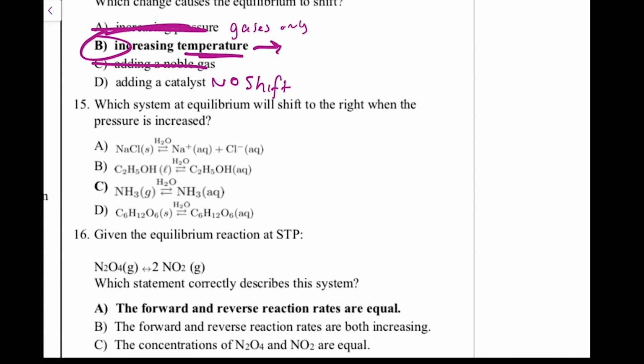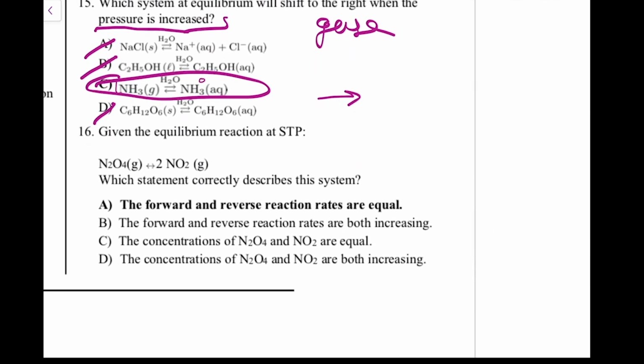Okay. 15 will shift towards your right when pressure is increased. Again, you need gases. And if you want to shift towards the right, that's that way. So A has no gases whatsoever, can't be that. B has no gases whatsoever. D has no gases whatsoever. And so C, you have 1 mole of gas on the left and 0 moles of gas on the right. So when pressure is increased, it goes to the side with the least moles of gas, and what's smaller, 1 or 0? 0 is smaller, so that is why C is the answer.